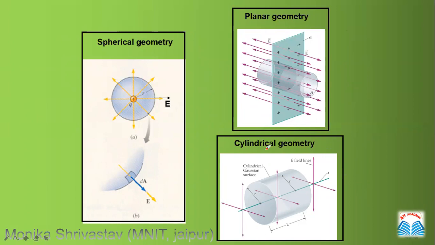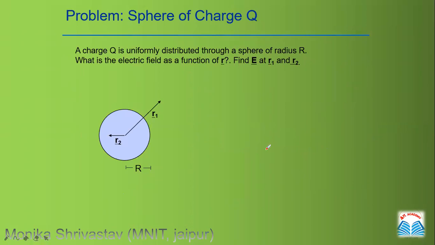So we will only form these three symmetries: spherical, planar, or cylindrical. Yes. Now we are coming to the calculation part of this Gauss law, which is important from the view of the exam. A charge Q is uniformly distributed through a sphere of radius R. What is the electric field as a function of R?